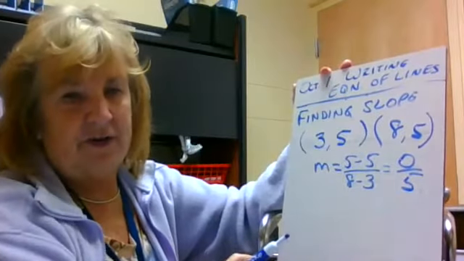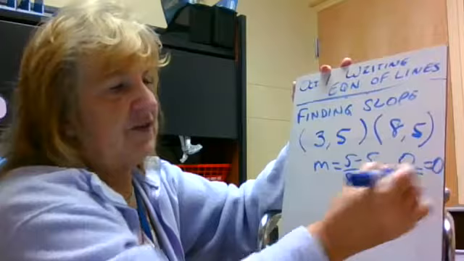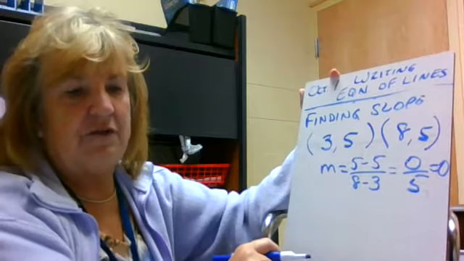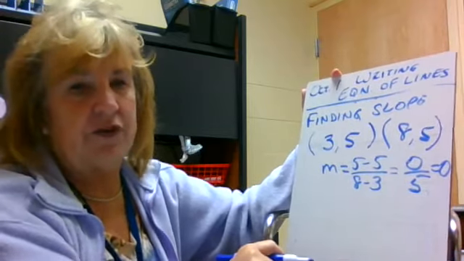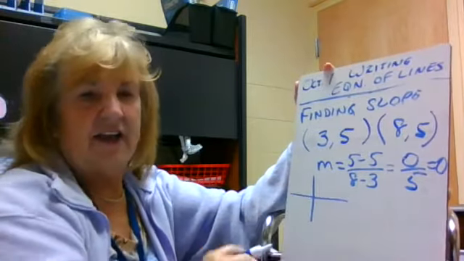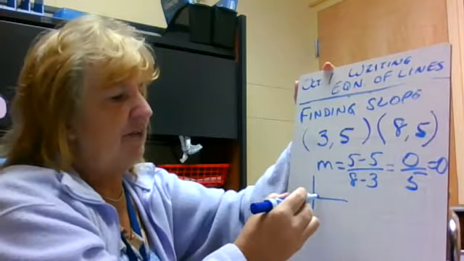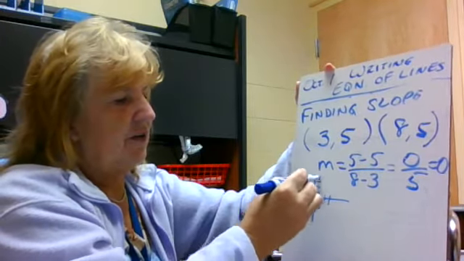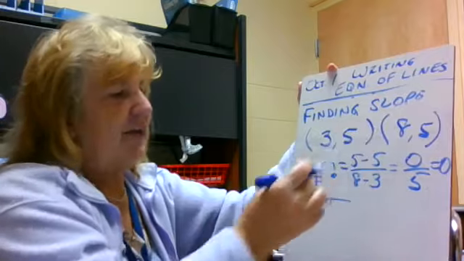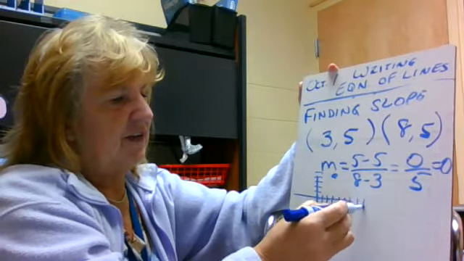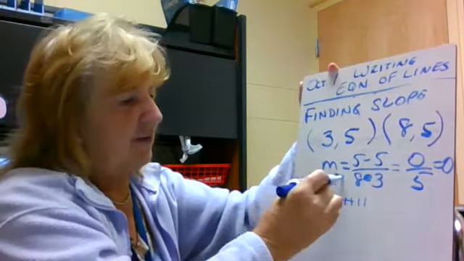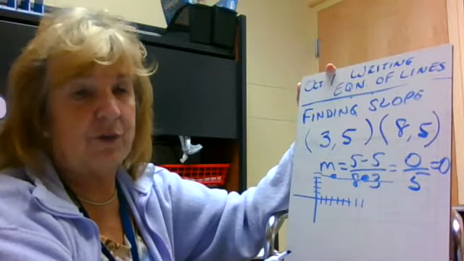Any fraction that has a 0 on the top is equal to 0. So this is a line that has a 0 slope. And if you remember from earlier, if it has a 0 slope, it's a horizontal line. And let's look at it. The point 3, 5. There's 8, 5. Kind of cramped in here. Horizontal line, which is what it's supposed to be.